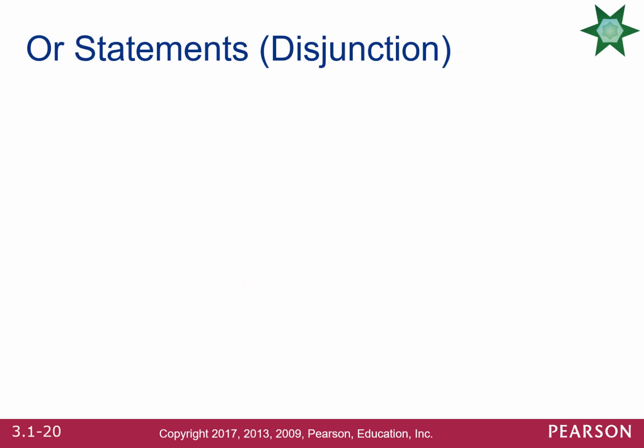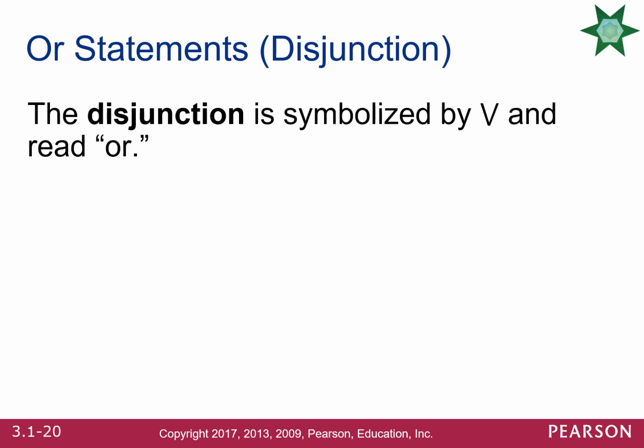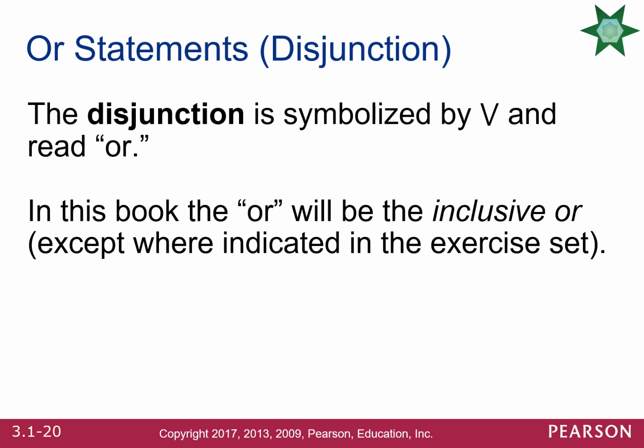Now let's look at another connective, all right? It's actually called disjunction, and that represents the or statement. So the disjunction is symbolized by this V symbol and is read as or. In this book, the or will be the inclusive or.